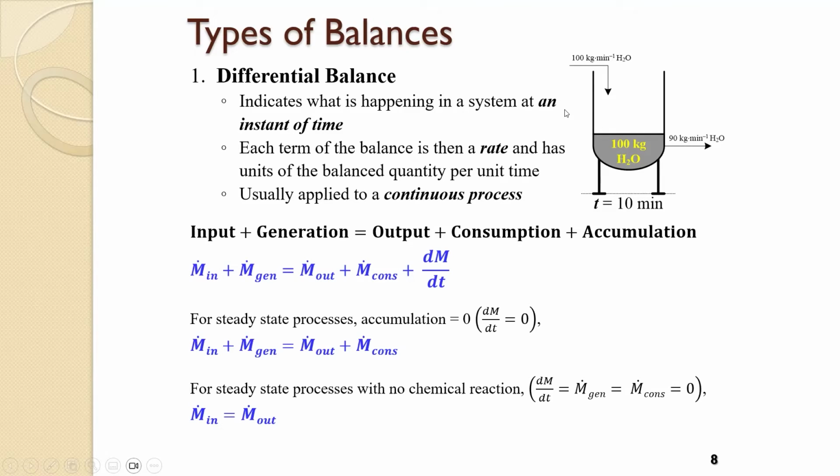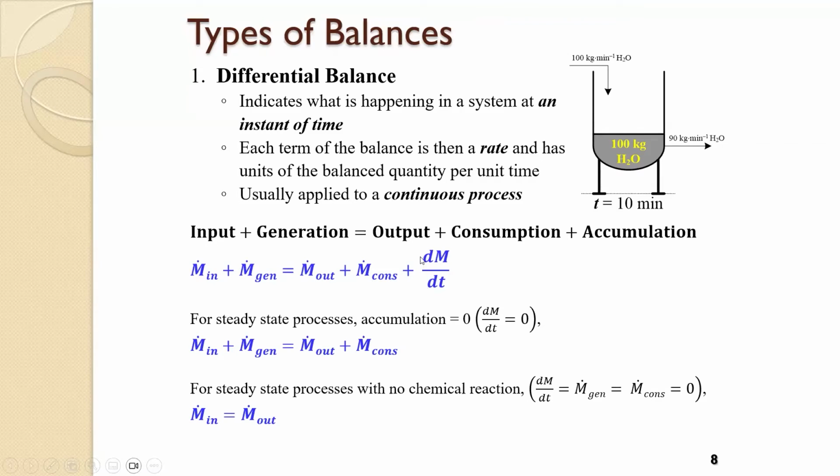Look at this. Initially, you have nothing in here. And then after 10 minutes, there is an accumulation of 10 kilograms per minute times 10 minutes. That's 100 kilograms of water. So input plus generation is equal to output, consumption, and accumulation. So mass flow rate in plus mass generated, mass out, mass consumption, and accumulation is dm over dt, how much is accumulated.